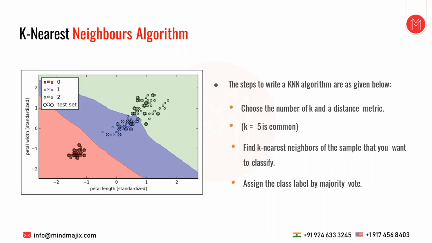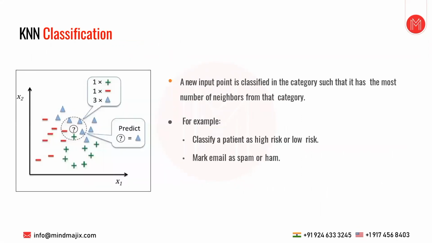So let's get to know something more about KNN classification. A new input point is classified in the category such that it has the greatest number of neighbors from that category. One of the simplest decision procedures that can be used for classification is the nearest neighbor rule, and it classifies a sample based on the category of its nearest neighbor. The nearest neighbor based classifier uses some or all the patterns available in the training set to classify a test pattern. For example, classify a pattern as high risk or low risk, as well as mark email as spam or not spam.